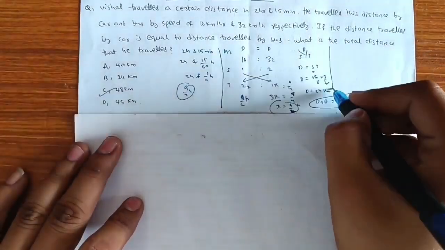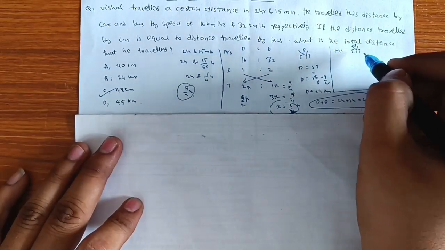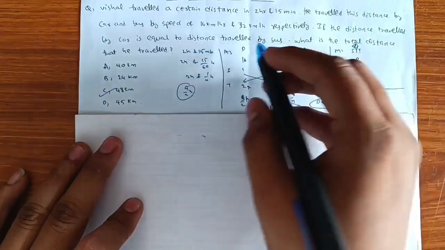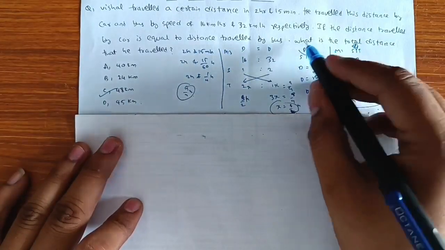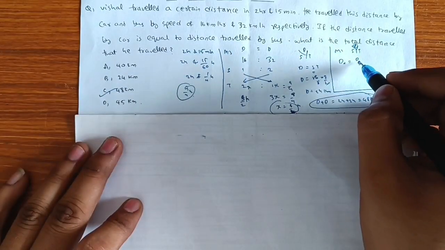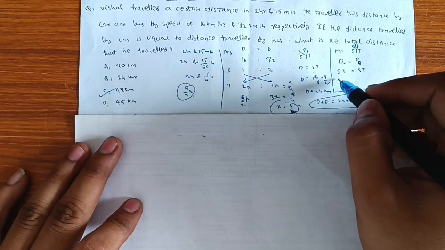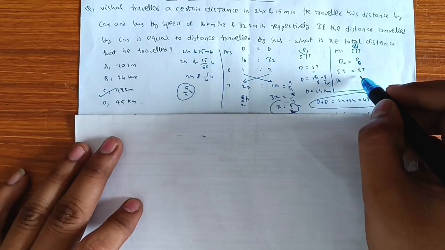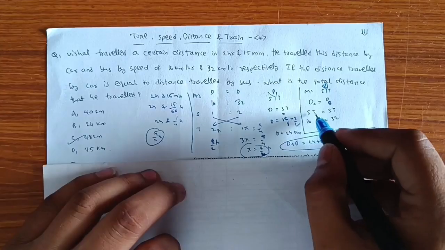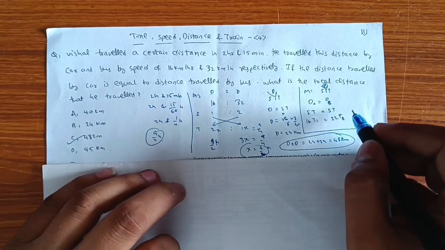Now apply method 1, which is directly the DST method. Here the distance is the same in the first and the second case, the distance traveled by the car and the distance traveled by the bus. Now the distance is speed into time. The speed in the first case is 16 km per hour and in the second case 32 km per hour. Let the time taken by the car be TC and the time taken by the bus be TB.